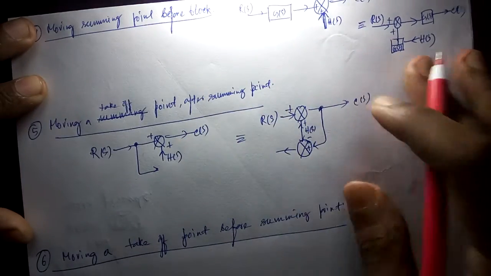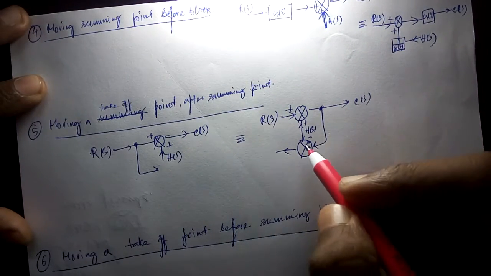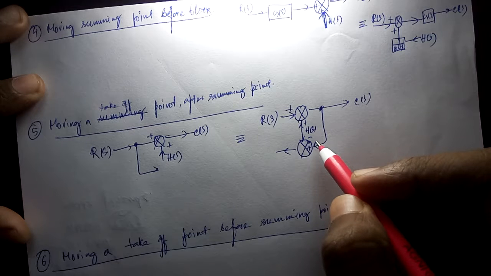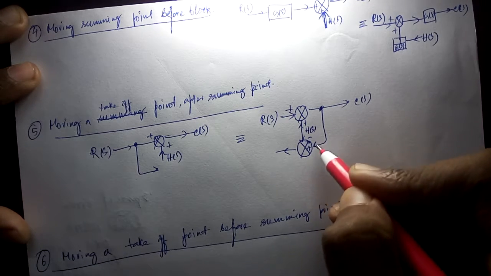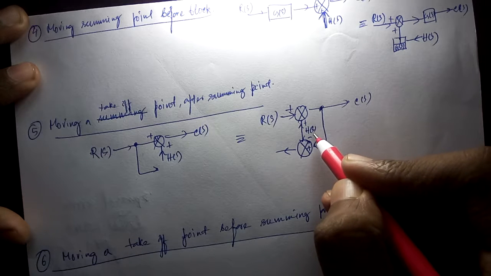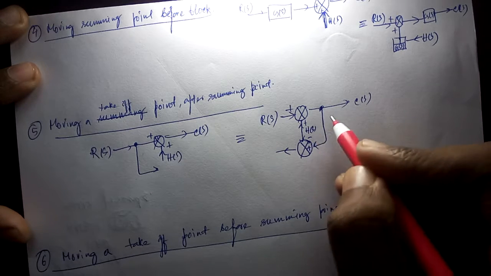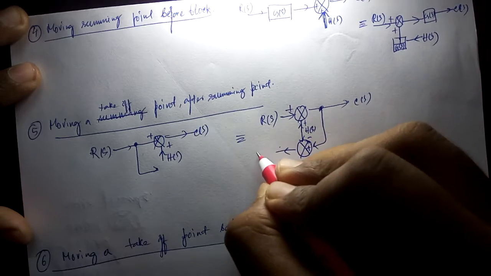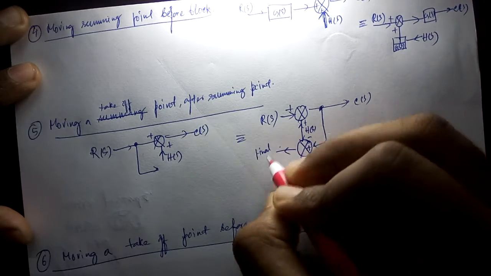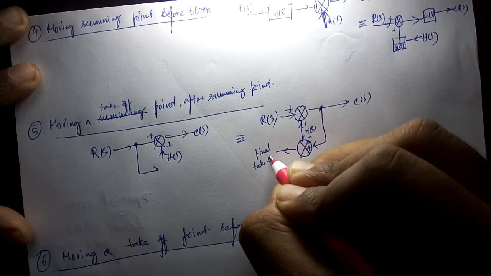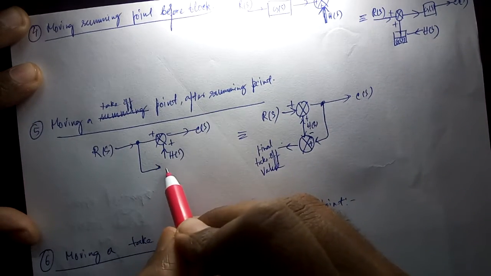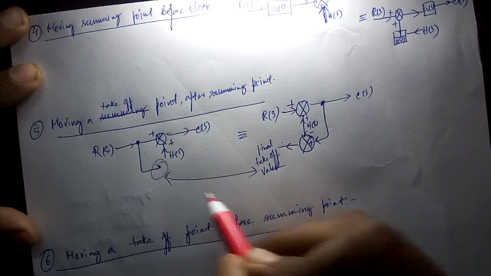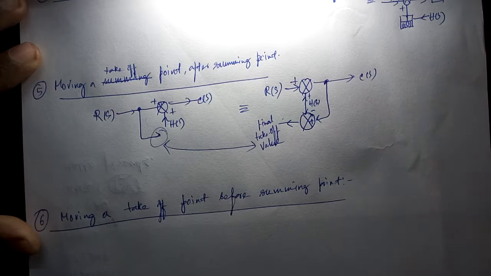Meaning to transfer a takeoff point after the summing point, we have to add another summer or adder which will subtract the value of HS from this path, and this will be the final takeoff value as before. I think you have understood it very clearly.